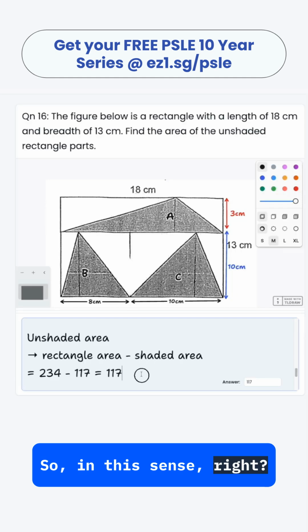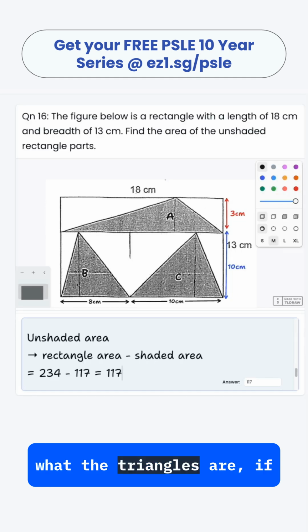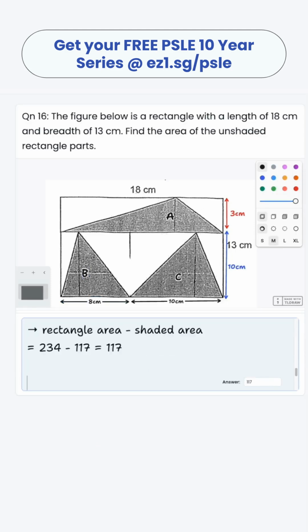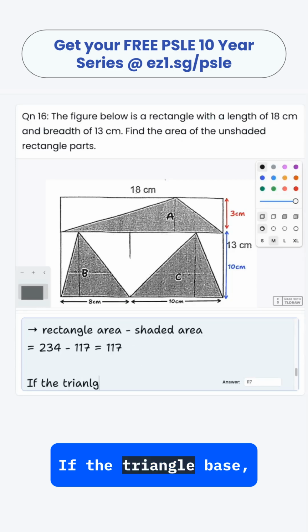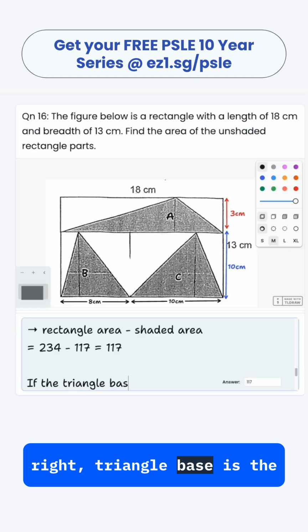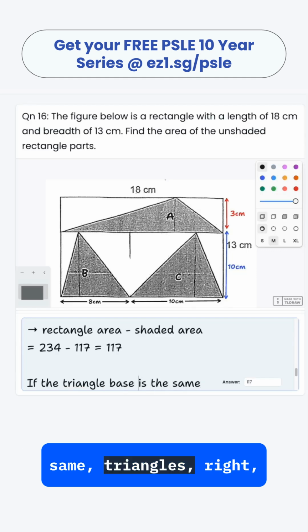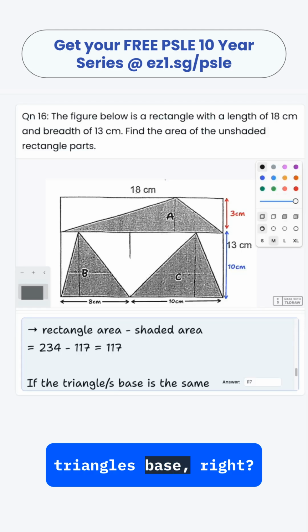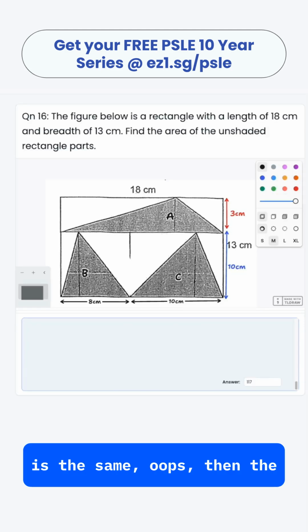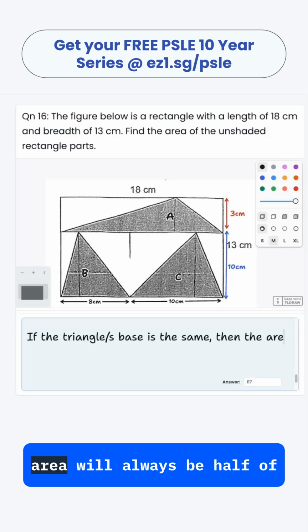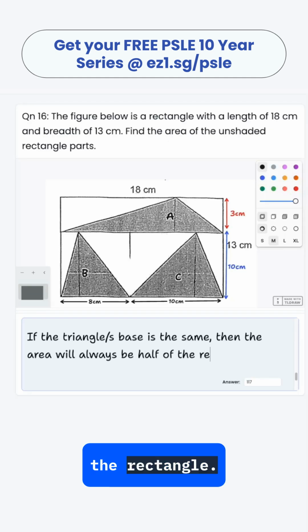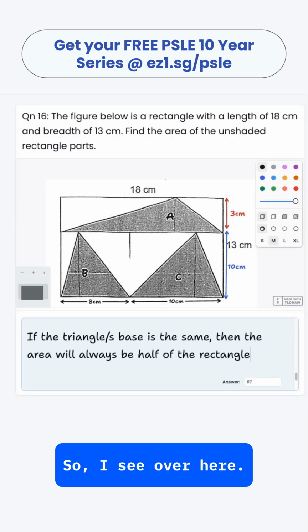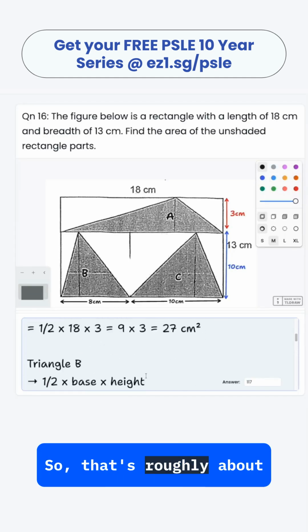So in this sense, what I have proven here is that no matter what the triangles are, if the triangle base is the same, then the area will always be half of the rectangle. So that's roughly about it.